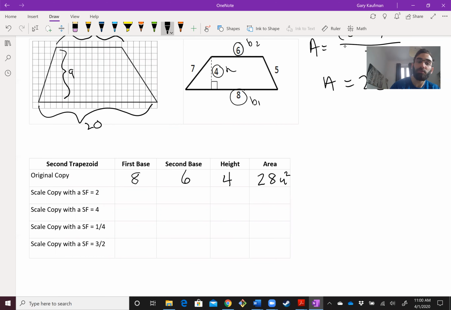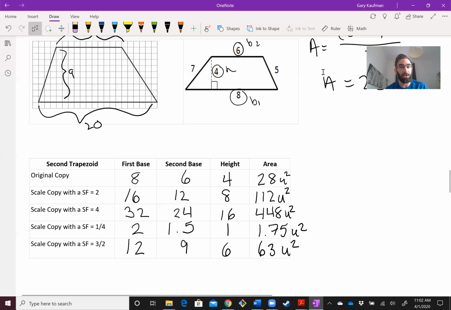So I want you to fill this in unless you think you can start to find the pattern. For example, I know that the area for a scale copy with a scale factor of 2 is 112 units squared. If you think you can go straight to the area, go right ahead. If you see that you get it wrong when you input it into the answer, you then have to do first base, second base, height, and I should see that in your notes. Go ahead.